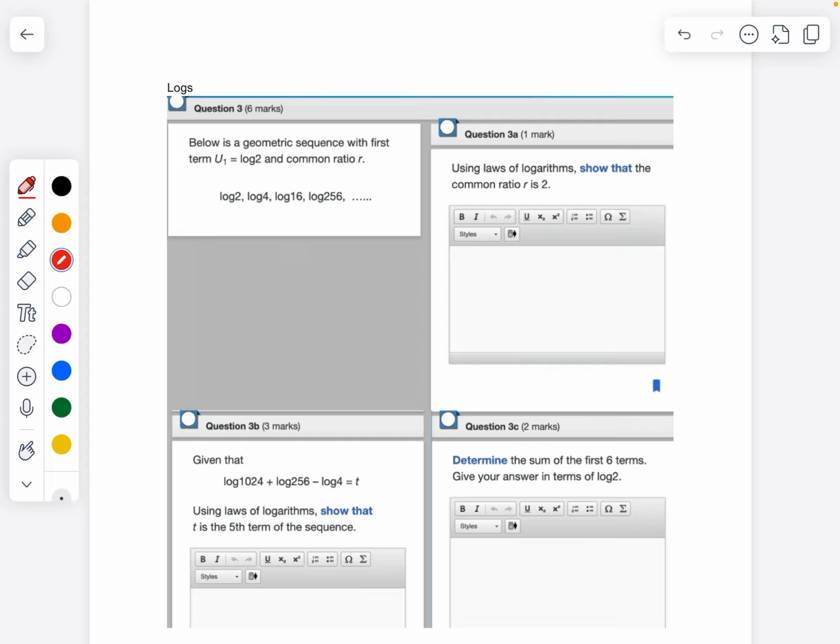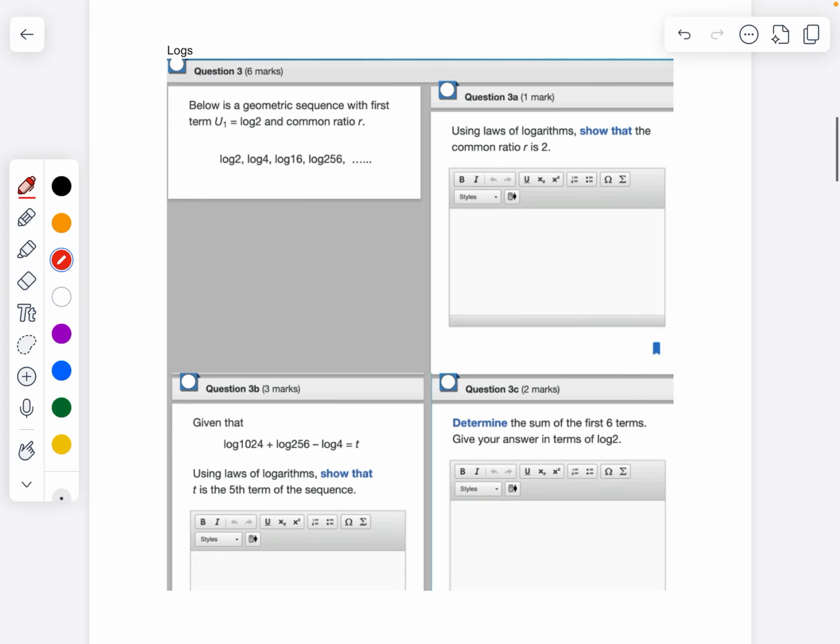Okay, so this is the extended session for logs, so past e-assessment questions. These are just a couple that we've taken. So let's go through some of the answers. This question you can see is worth 6 marks. The first question gave us a geometric sequence, and it's asked to show that the common ratio is 2.